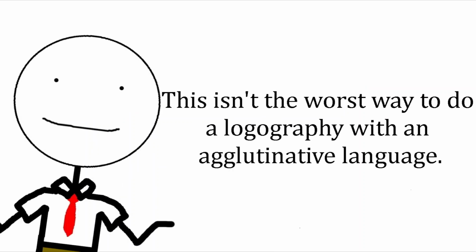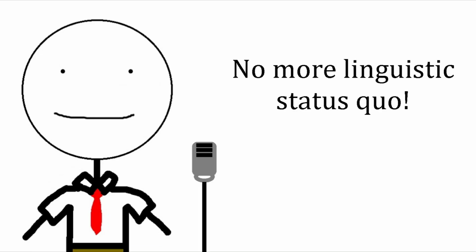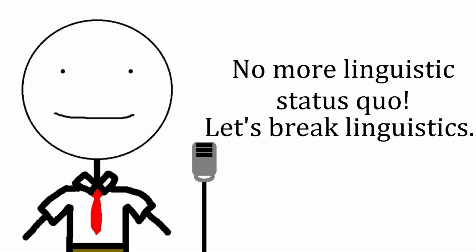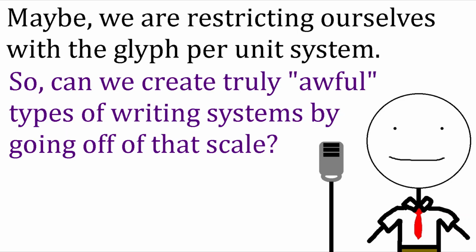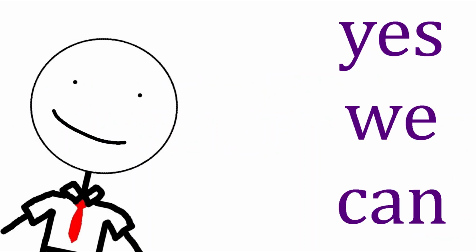Come to think of it, this isn't the worst way you could do a logography with an agglutinative language. Alright, that's enough with working within the scaling graph. Time to break it. We should consider the following. Perhaps we are limiting ourselves by using the glyph per unit system. Can we create new types of writing systems that actually fit the moniker of awful by removing ourselves from the scale? Yes. Yes, we can.